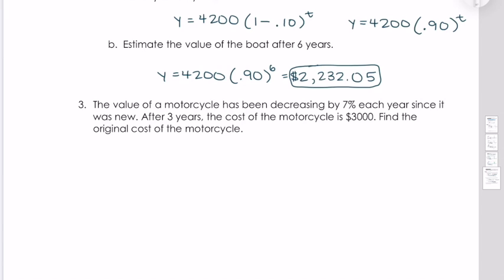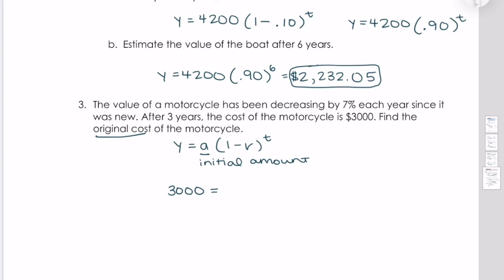Alright, this next one. The value of a motorcycle has been decreasing by 7% each year since it was new. After 3 years, the cost of the motorcycle is $3,000. Find the original cost. So find the initial amount. So this time we have to solve. It's a little different from the one before, and there is one like this on the worksheet.